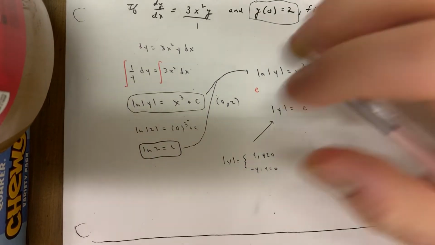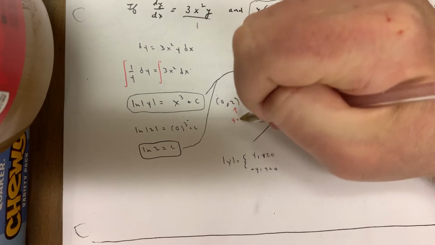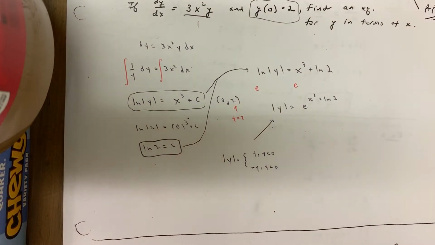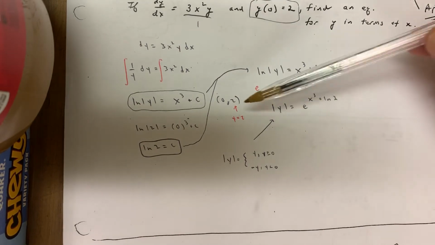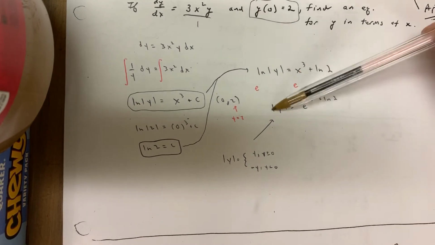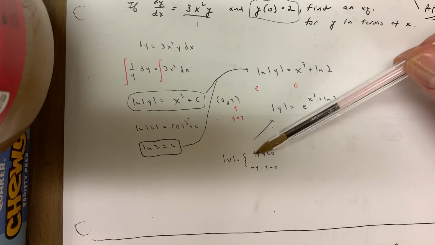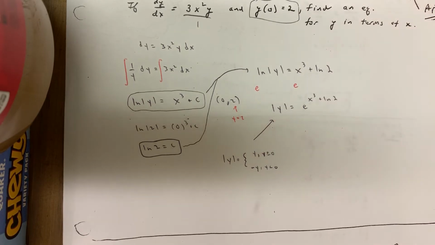Well, in this case, y is equal to 2. That's what you want to do: look at your particular solution, just like you had to do for the square root yesterday. Here I see that y is a positive number, so the absolute value of y is just going to be equal to y. The absolute value of 2 is just 2.